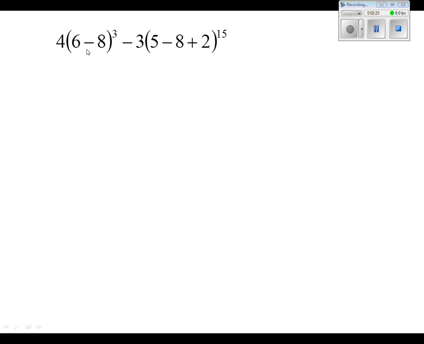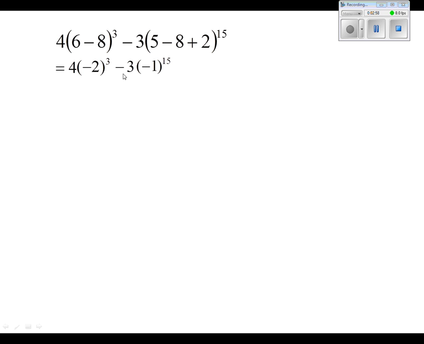Here we have parentheses here and here. We have exponents there and there. We have a multiply here and a multiply here, and then we have either an addition or subtraction when we're done. So doing parentheses first. So the 4 carries down. 6 minus 8 is -2. The 3 carries down, and then you carry down the -3. And then 5 minus 8 is -3, plus 2 is -1, and it remains to the power of 15.